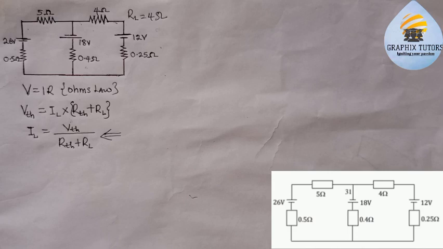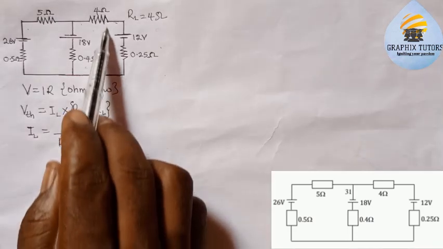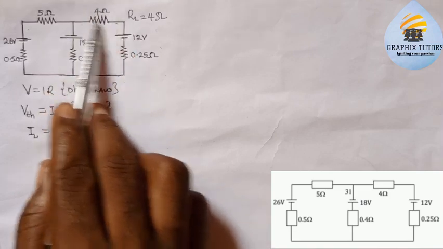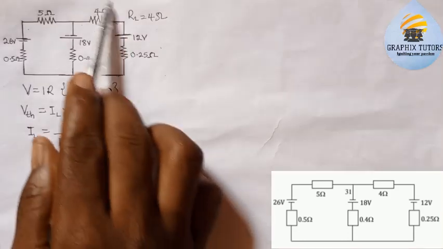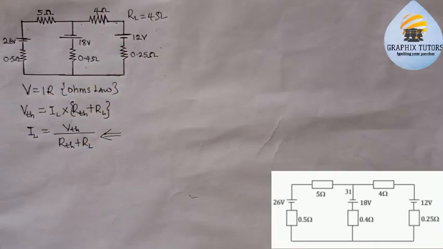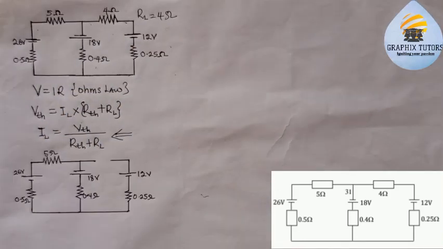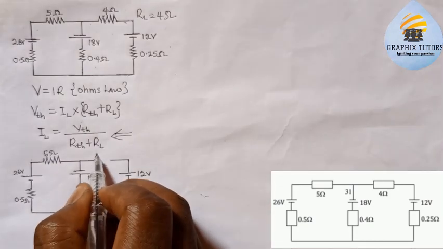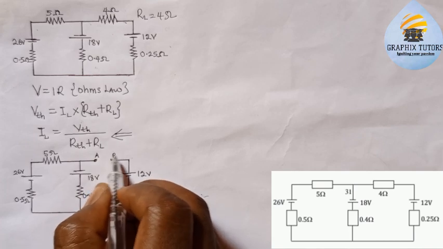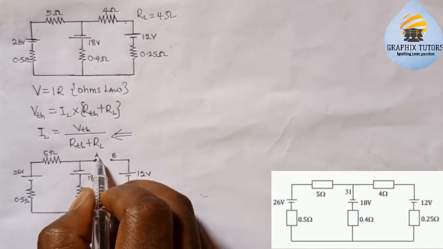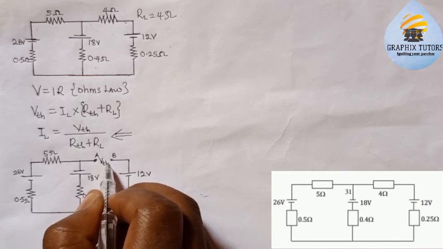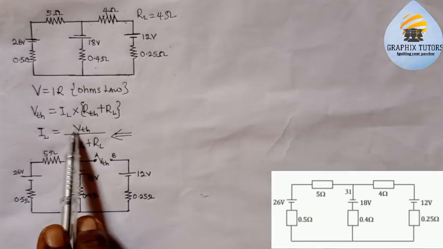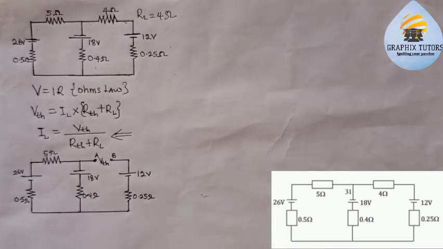So the first thing we need to do is remove the load that we are told to look for the current flowing through, right? So I'm going to remove this 4 ohms and I'll be having this. Now, I have removed it, so I'll call this my A, and my B. So I'm going to write my VTH here. Is that taken? So this is VTH, which is this VTH here. So we need to look for this VTH, right?